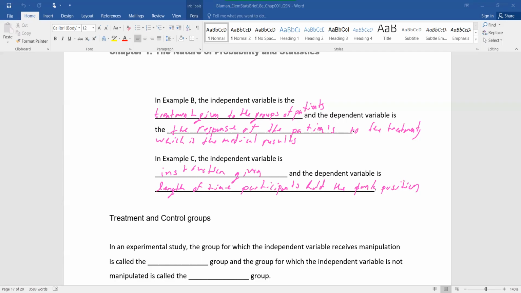Given. Should you put a G at the end? Okay. Have I told you I don't take off for spelling? Yeah. Okay, cool. So, any questions on how to determine the independent and dependent variables? So, independent, the one thing that gets changed; dependent, the result from it.